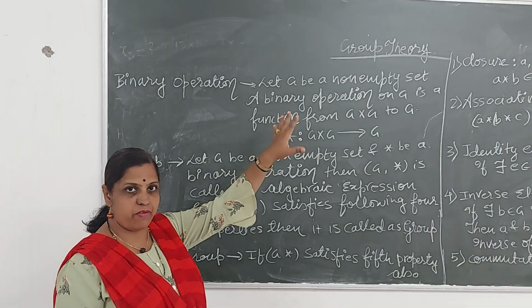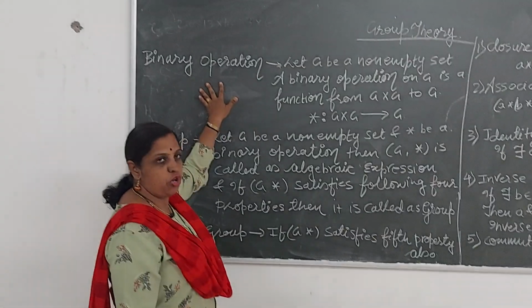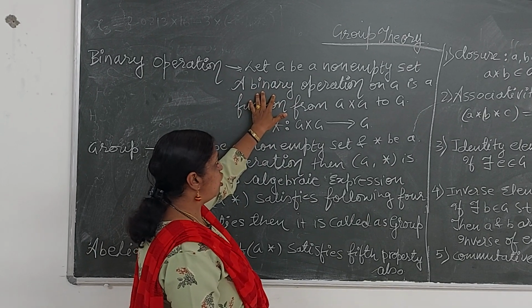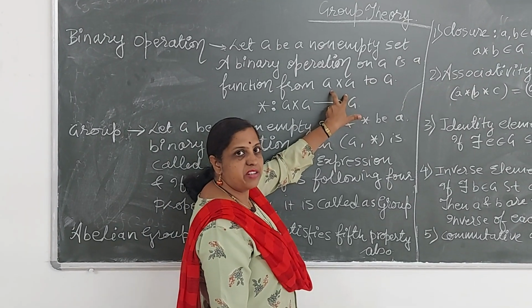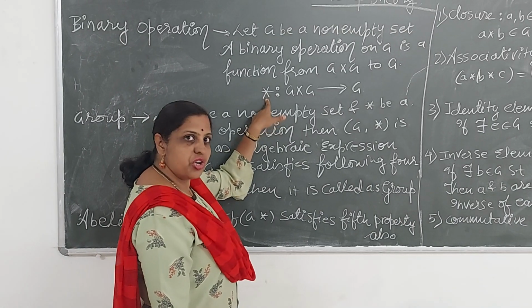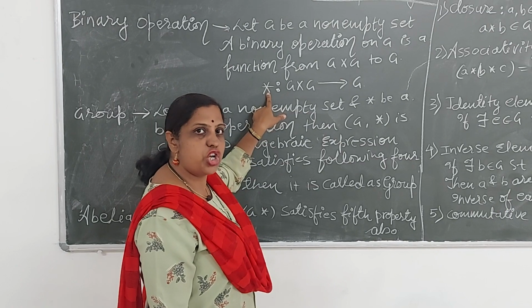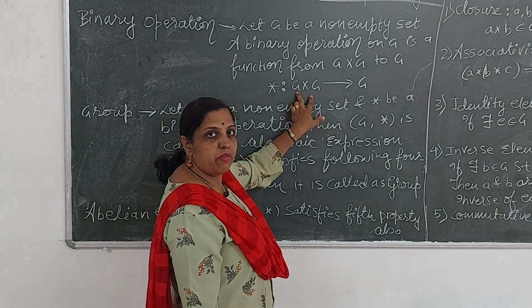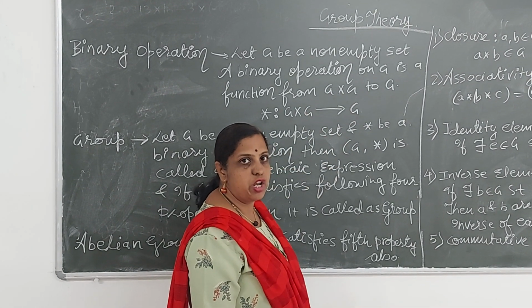Okay, so group theory. First, before going for the definition of group, we will see binary operation. What is a binary operation? Let G be a non-empty set. A binary operation on G is a function from the Cartesian product G cross G to G. It is generally denoted by star. So star is nothing but a function, and the function star goes from the Cartesian product G cross G to G. This is called a binary operation.